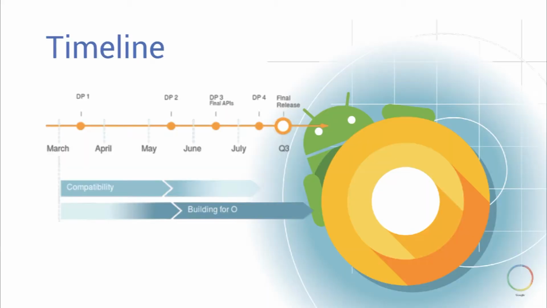So I want to go back to the timeline for Android O. We announced the developer preview back in March this year, and now we are on developer preview 4, which means we have already finalized all the APIs, and the final release of Android O will be coming very soon to everyone.